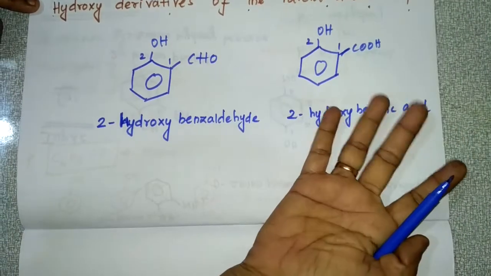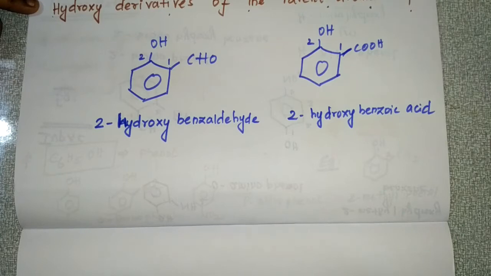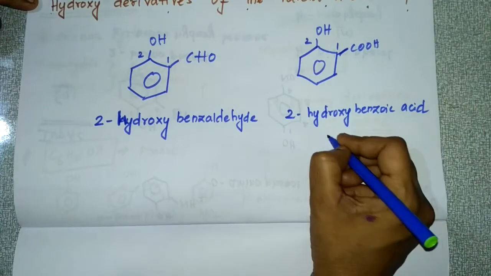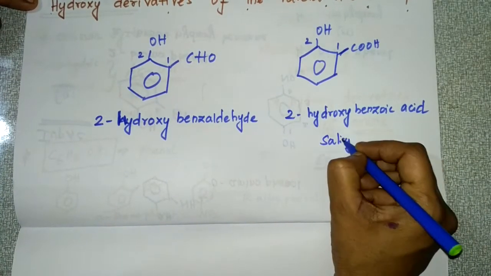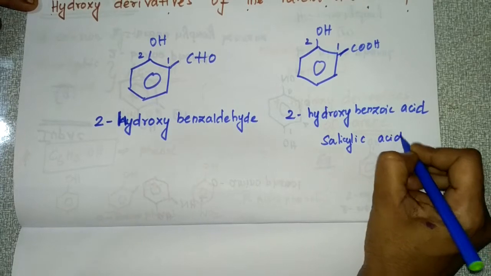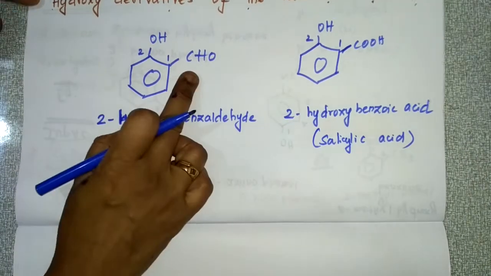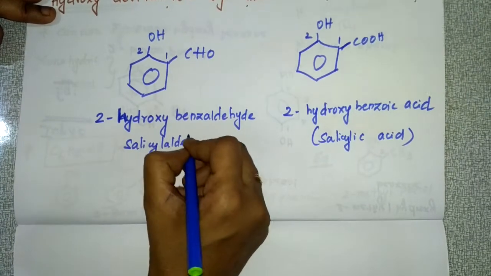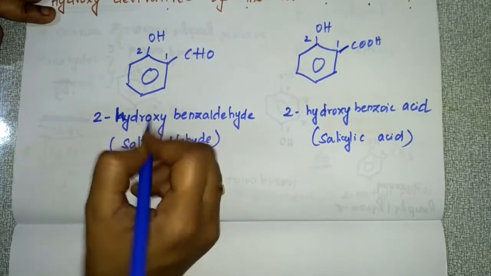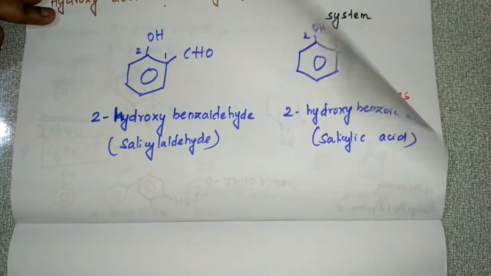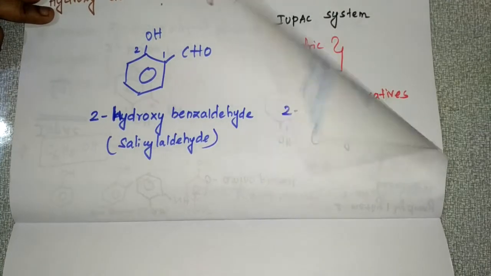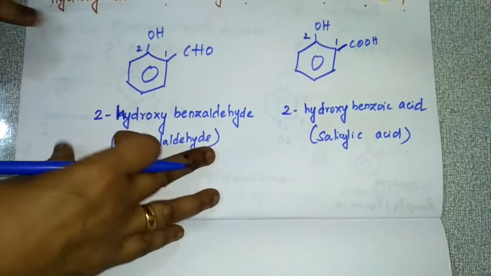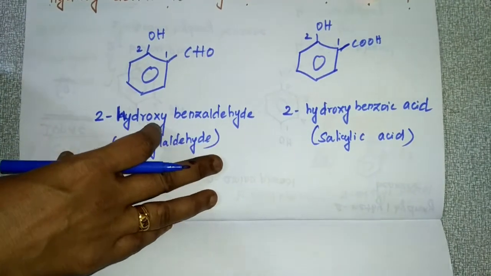Okay. Or if you take the common name, mostly it is known by that common name only. So what is the common name for this one? Salicylic acid. So the common name is salicylic acid. Okay. And the common name for this one is salicylaldehyde. Okay. So this is how you have to name if a group senior to the OH group is present. If the group senior to OH group is present, you have to name it like this only.